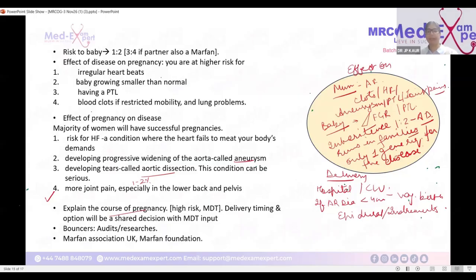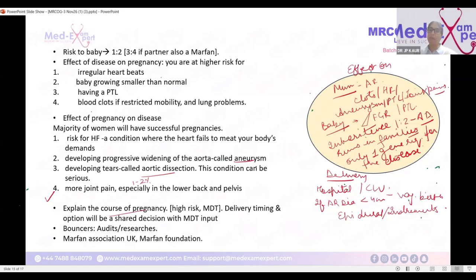Now the course of pregnancy, it will be in a multidisciplinary team, it will be high risk. The delivery timing, we will decide about the delivery during the pregnancy. We'll decide when you will deliver according to your condition. Otherwise it is not advisable to deliver you before time. If there are any concerns with the baby or with you, then we may advise you to deliver before time or between 38 to 39 weeks. So like that you can explain her.